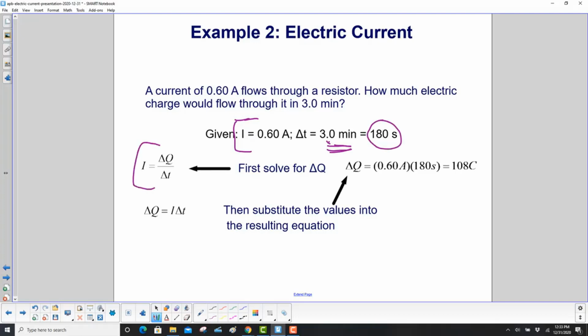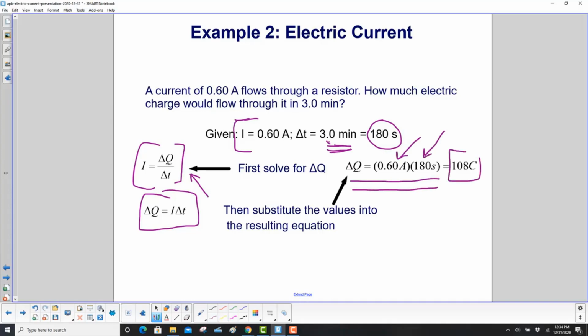We have our formula for current, delta Q over delta T, but we need to solve for delta Q. So multiply both sides by delta T, and we come up with this equation over here. Then we substitute our values, current and time, multiply them, and we get 108 coulombs.